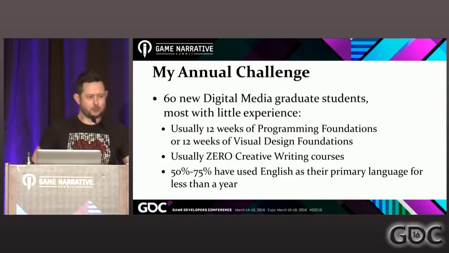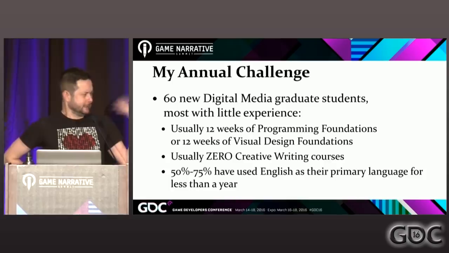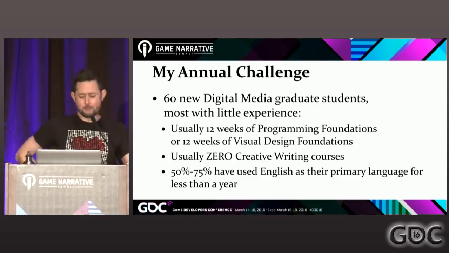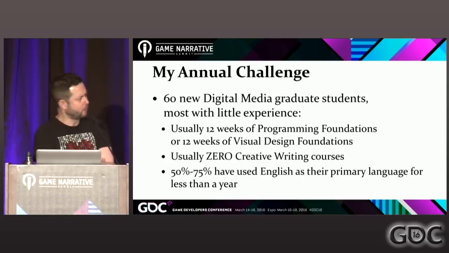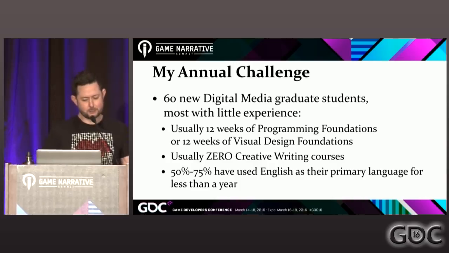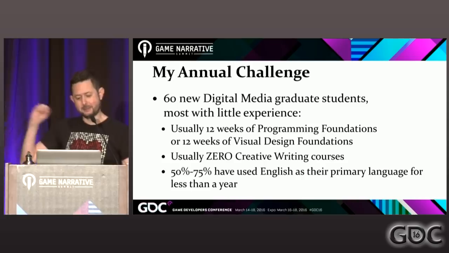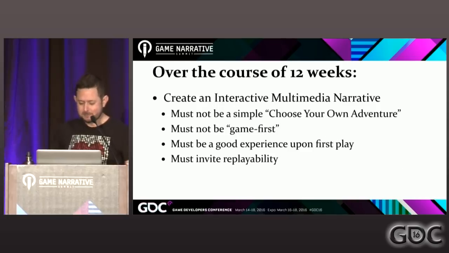So, as you saw from that earlier slide, I have a lot of different things that I do in life and have done. But the one that I figured I'd focus on today is this annual challenge where every year in January and March, I get 60 new digital media graduate students, most of whom have had one programming class, one visual design class, zero creative writing classes, and 75% of them are in their first year of speaking English full time. So it's a bit of a challenge. The last bit was kind of an accident. We thought it would be really cool to make our program more international, and we learned to be careful what you wish for, because our program is very international, and it's super cool, but it's a challenge.